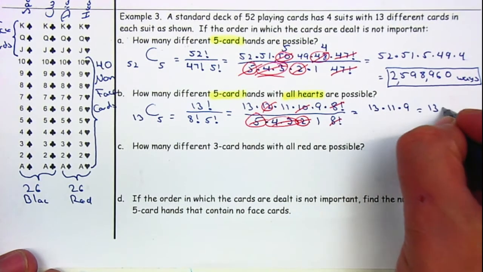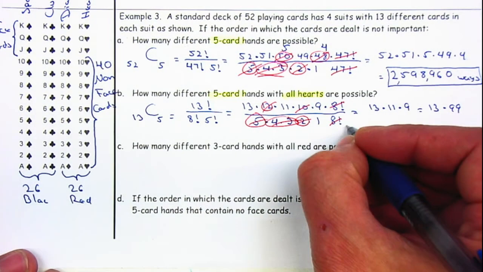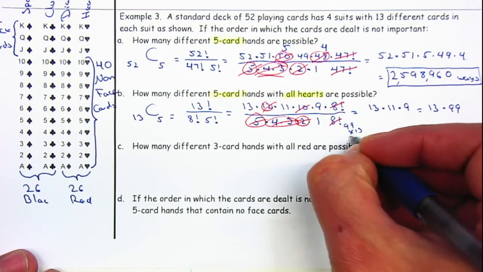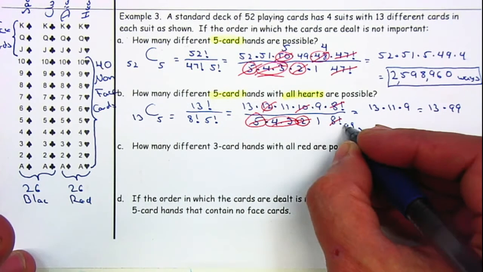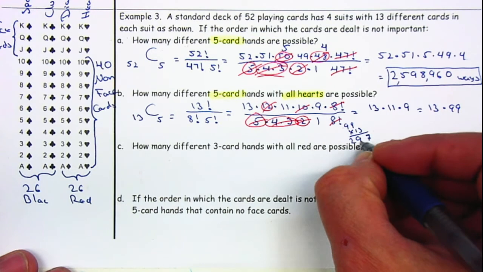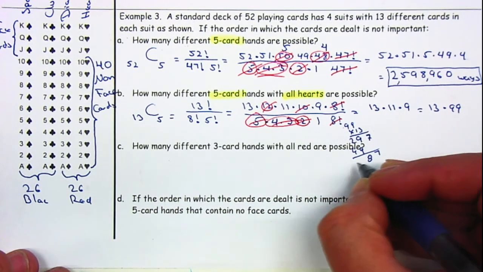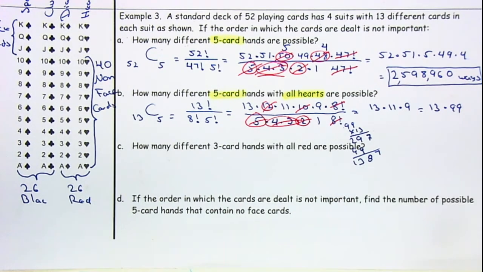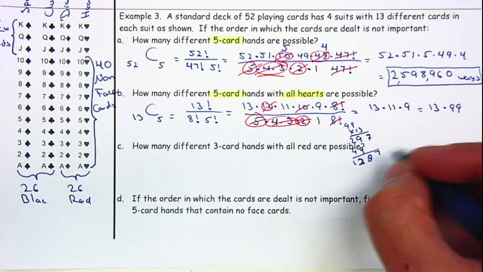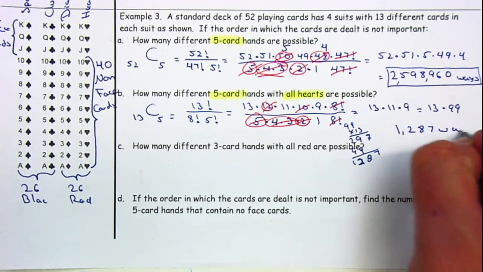That'll be 13 times 99. And I'm going to multiply 99 times 13. That'll be 27. Carry 2, 27, 2, 29. And then it'll be 7, 18, and 13. Plus a 2. That'll be 1,287 ways.